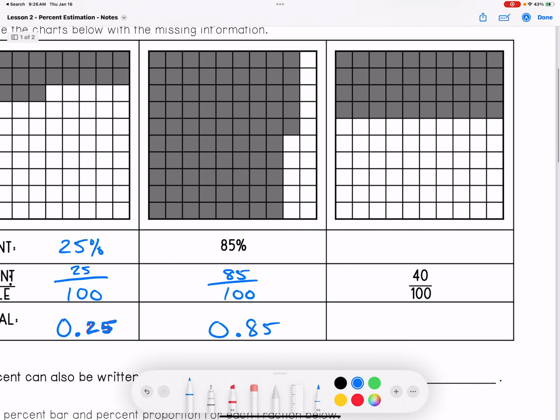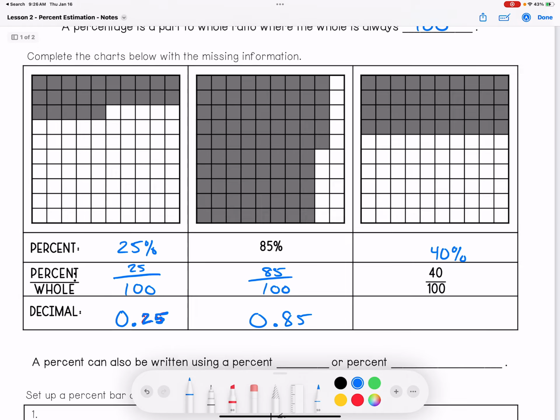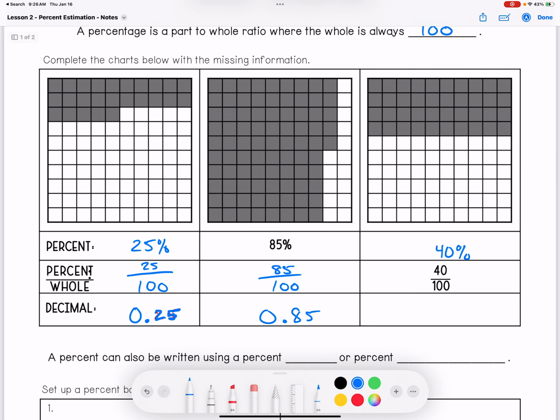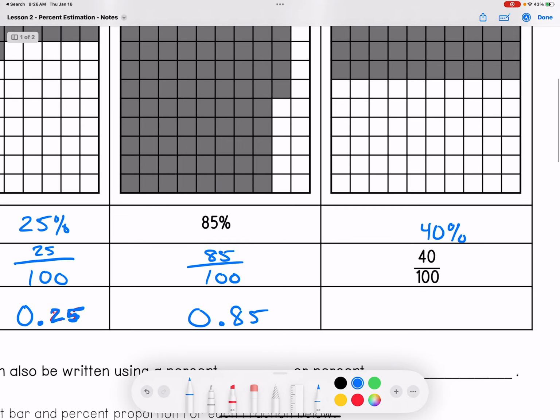All right, the last one. What percent is it? It is 40%. How do I know that? Number 1, because they told me the percent out of whole was 40. So 40 out of 100 is 40%. Also, I could have counted. What is the decimal? It's less than one whole, so it's 0 point, and then 40 100ths, because 40 out of 100. 40 100ths.